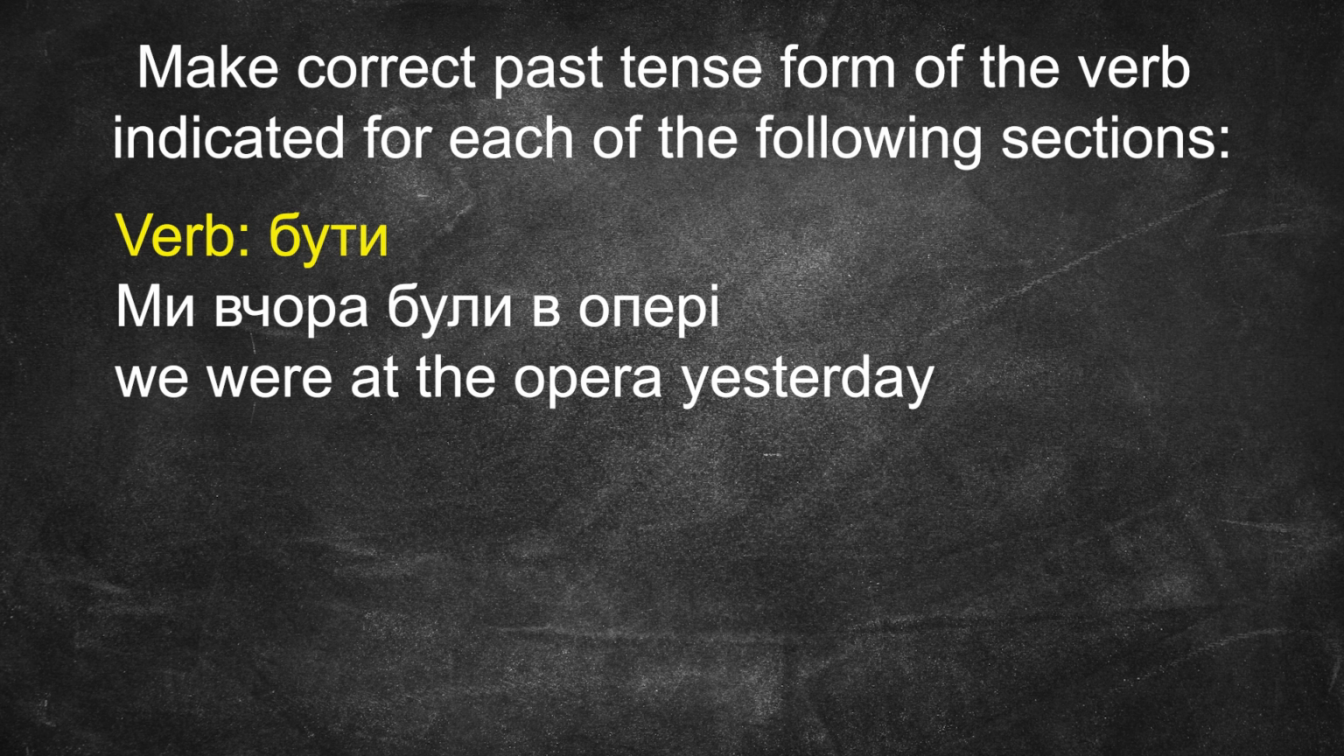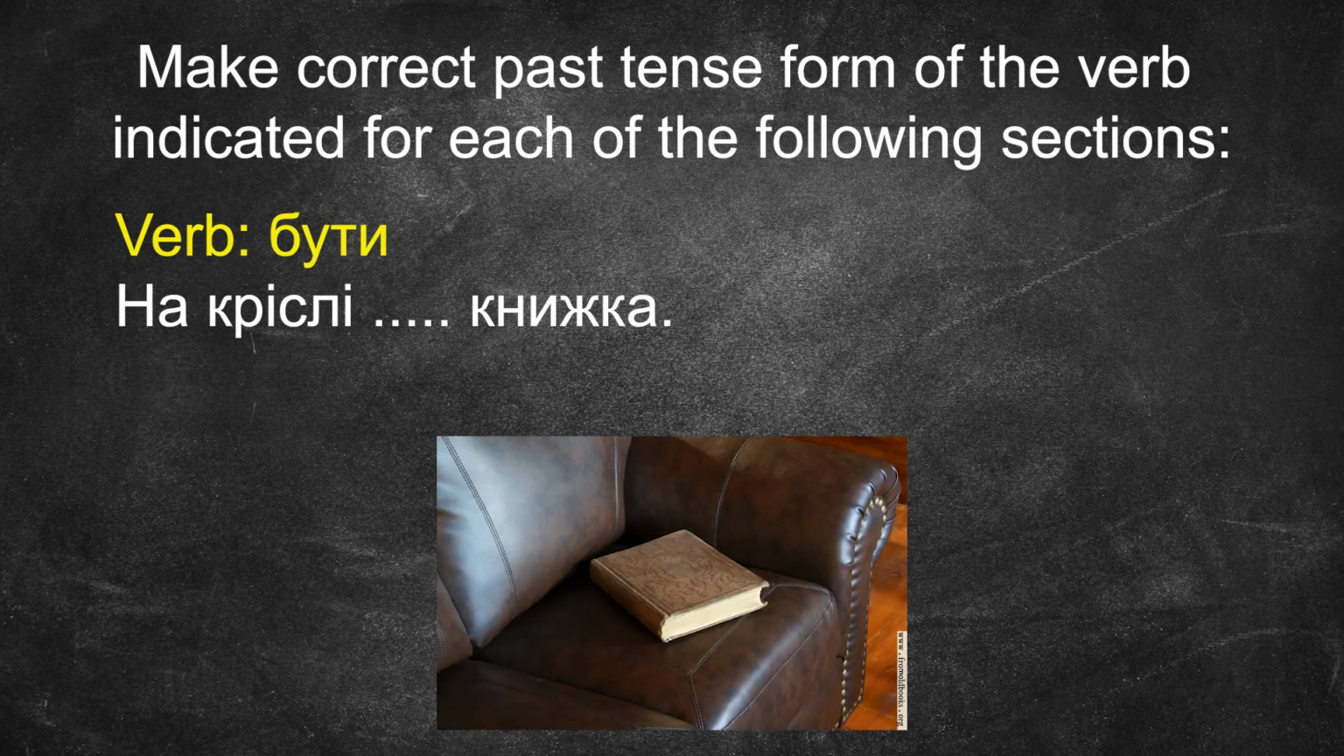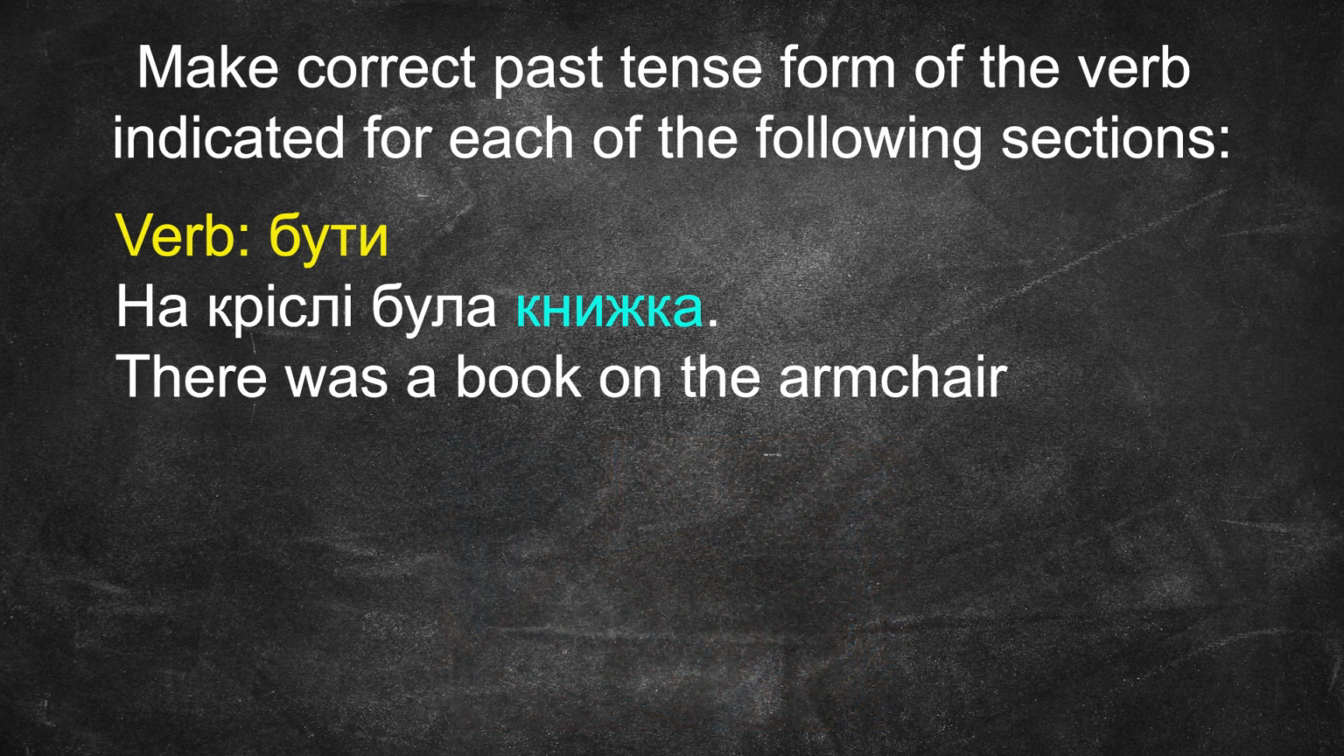The next one is a bit trickier. На кріслі, we must put this verb бути in the correct form, книжка. And here we must define what gender is this noun книжка. Книжка is feminine gender. And we know that in feminine gender we say була. На кріслі була книжка.